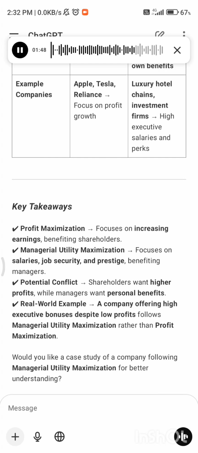Key takeaways: profit maximization focuses on increasing earnings, benefiting shareholders. Managerial utility maximization focuses on salaries, job security, and prestige, benefiting managers. Potential conflict: shareholders want higher profits, while managers want personal benefits. Real-world example: a company offering high executive bonuses despite low profits follows managerial utility maximization rather than profit maximization. Would you like a case study of a company following managerial utility maximization for better understanding?